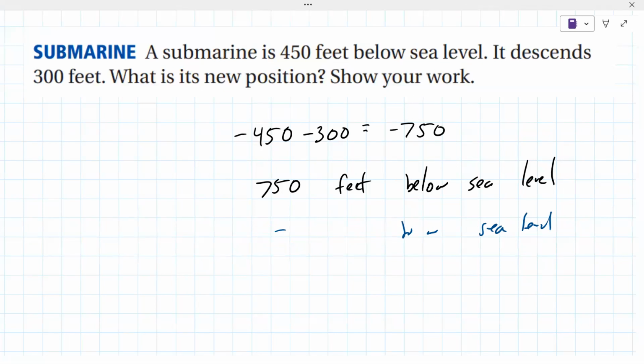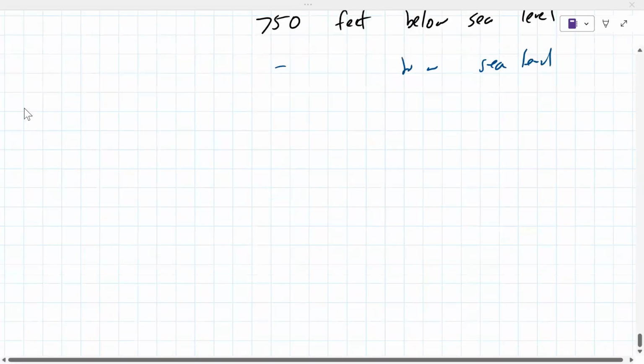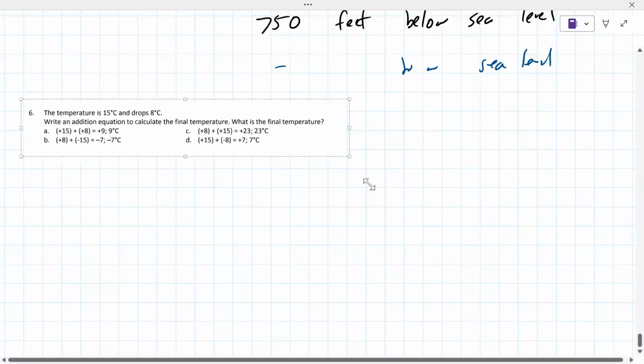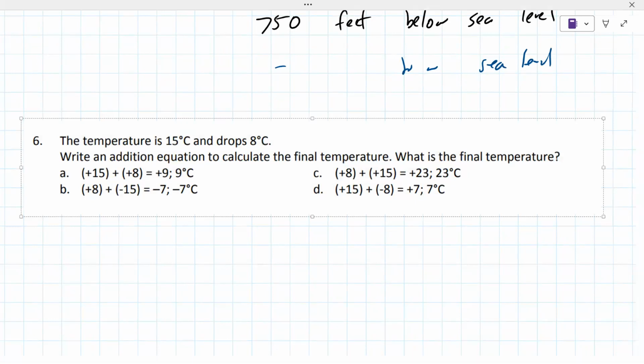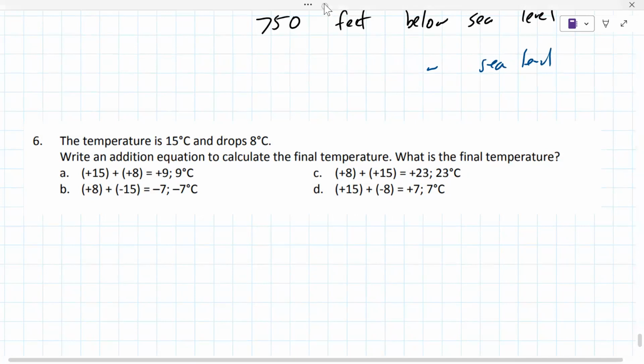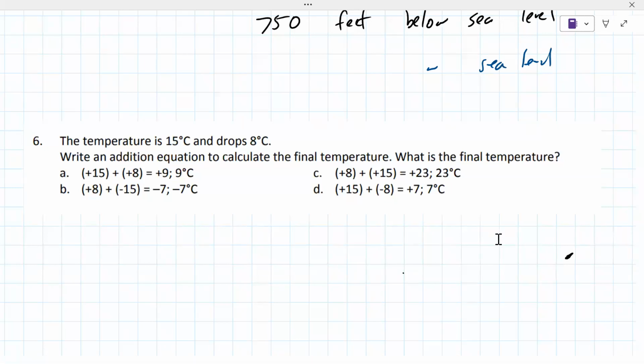I found some more multiple choice stuff that would be worth doing here. Yep, so go ahead and give this your best shot, please. B. What letter did you say? D. D, yes, that is correct. Okay.